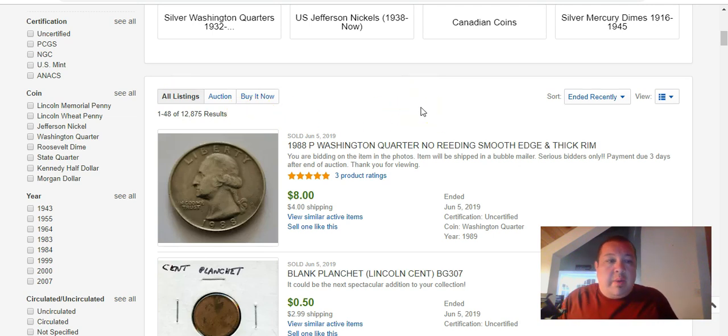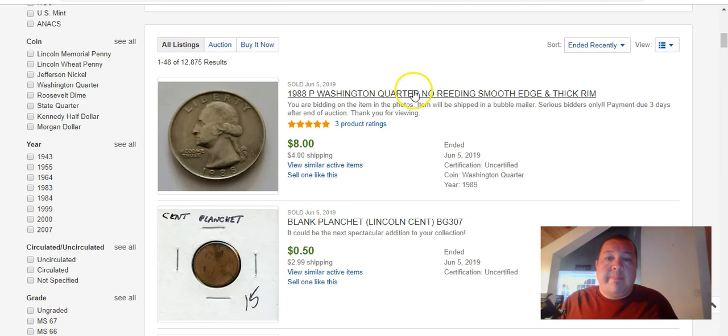So what are we going to look at here? Well, we're going to look at every single coin. All right. The first one here is a 1988 P Washington quarter, no reeding, smooth edge, and thick rim. This really does not indicate anything else other than being a coin that's been circulated with possibly some sort of postal damage, like the coin's been spooned if it doesn't have any reeding. Obviously, it had reeding because of this upset rim around the edge, but take a look at it. Someone paid $8 plus $4 shipping, so $12 out the door for this coin.